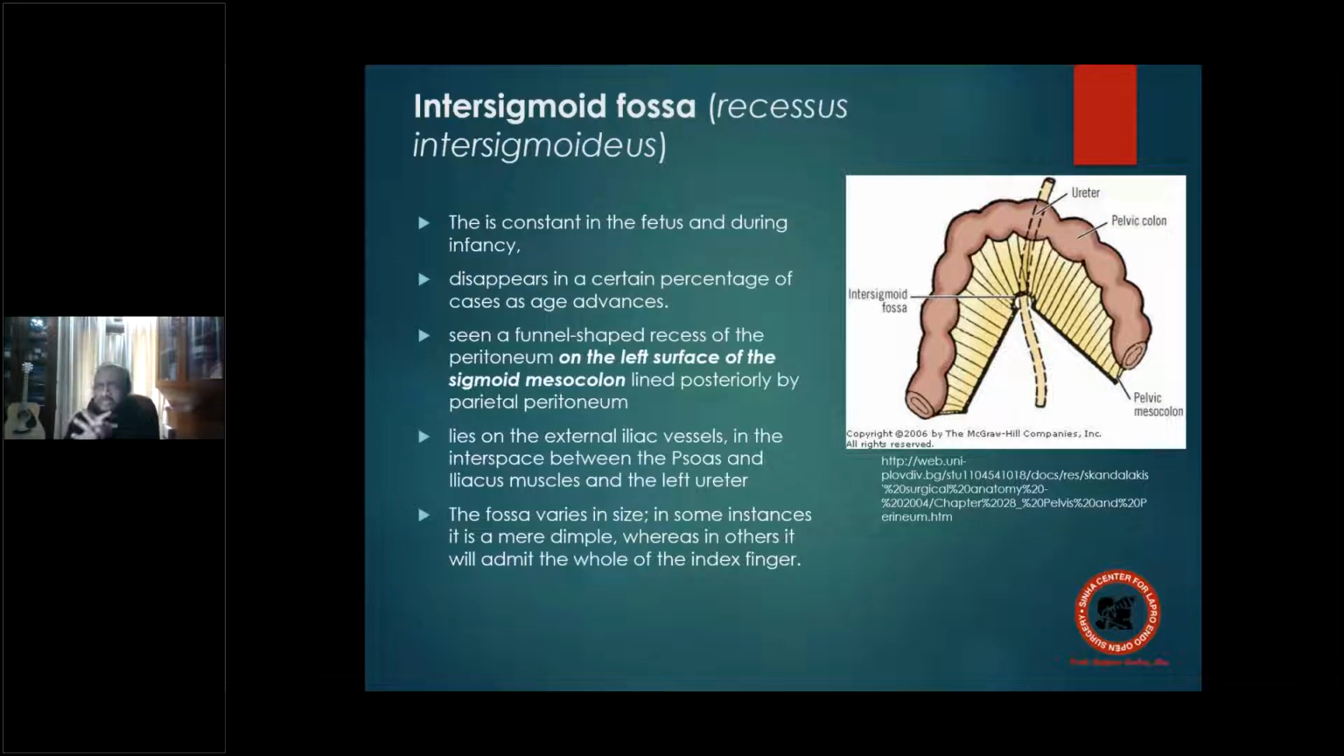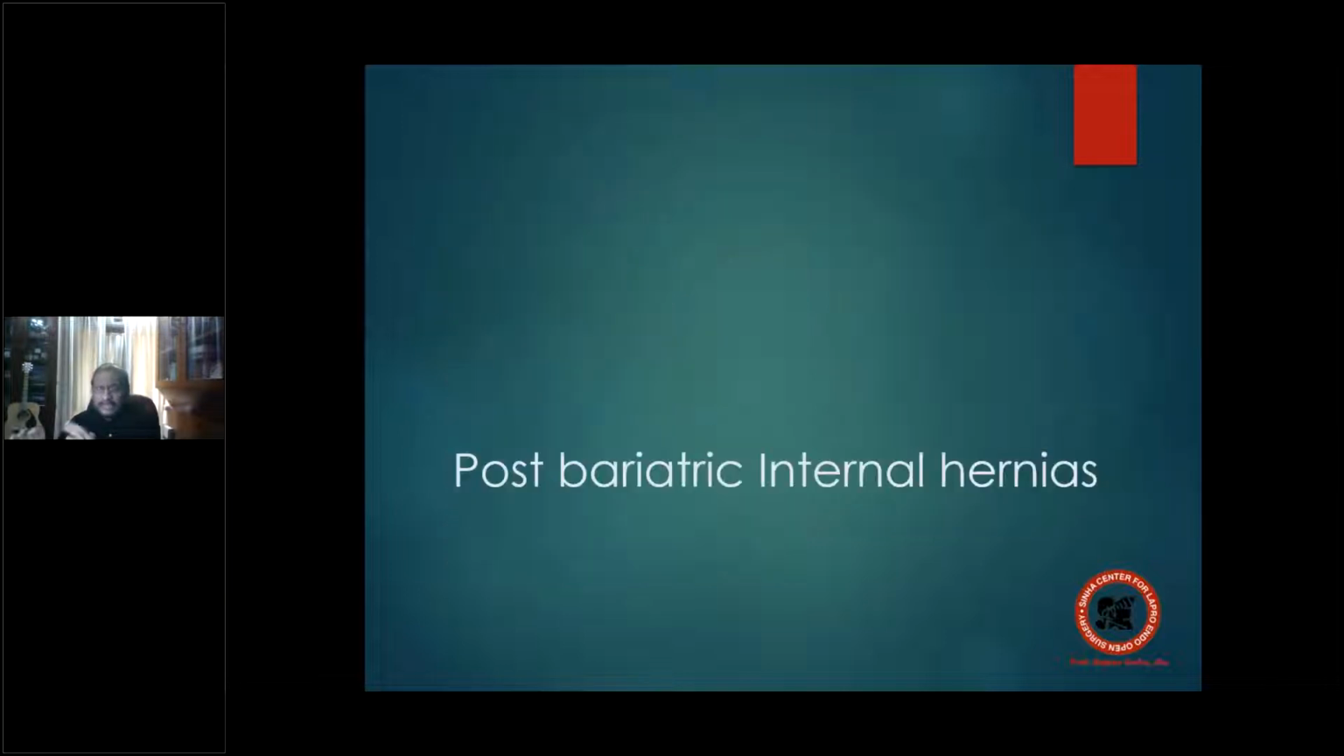It lies on the external iliac vessels in the interspace between the psoas muscle and the iliacus muscle. So here somewhere would be the psoas muscle and the iliacus muscle, and you have the iliac vein and the iliac artery running like this, and you have the ureter crossing them, right? It varies in size, and it's not a very important fossa because it is more like a dimple. Very rarely will it admit a large finger.